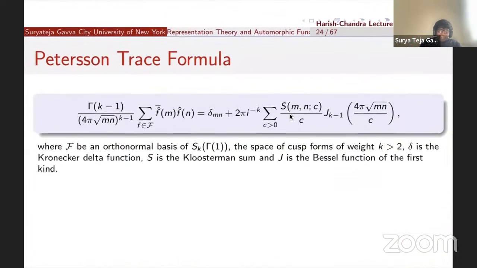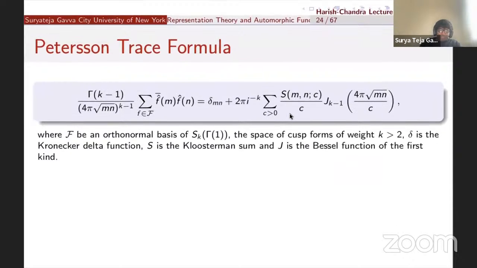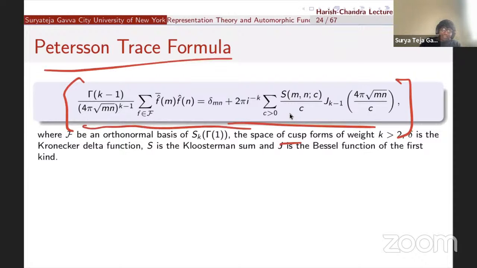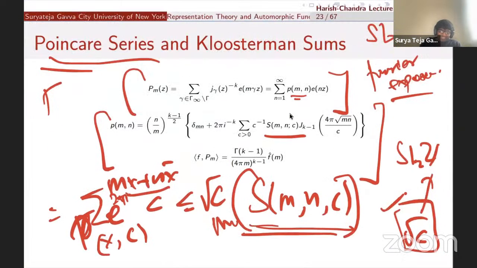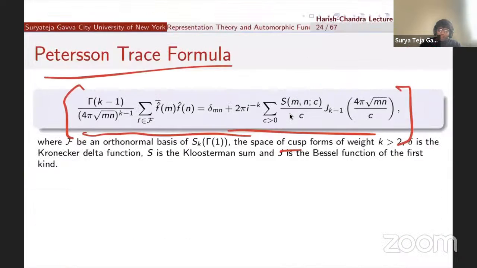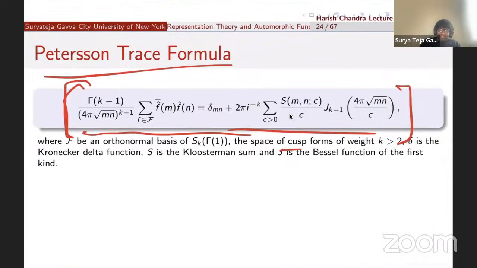So in general, you can write down some kind of a trace formula. You take a basis of these forms. In fact, for the cusp forms, for instance, you can write some formula called a Petersson trace formula. It just follows from the Fourier expansion for the Poincaré series. So you get formulas like this which relate the Fourier coefficients of modular forms with these Kloosterman sums.